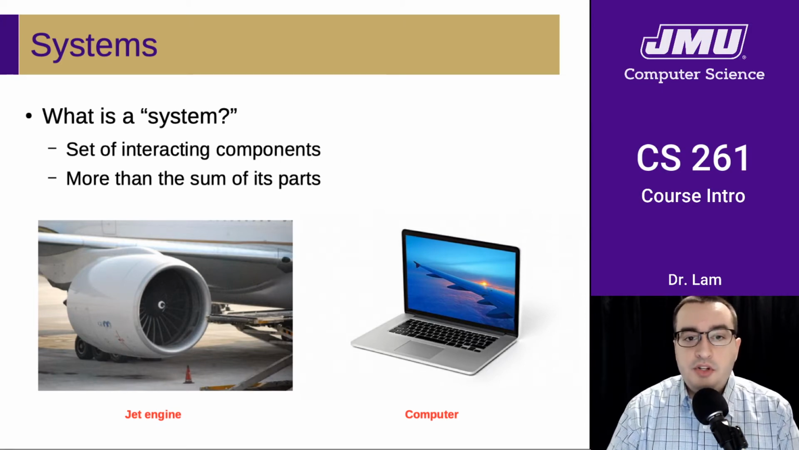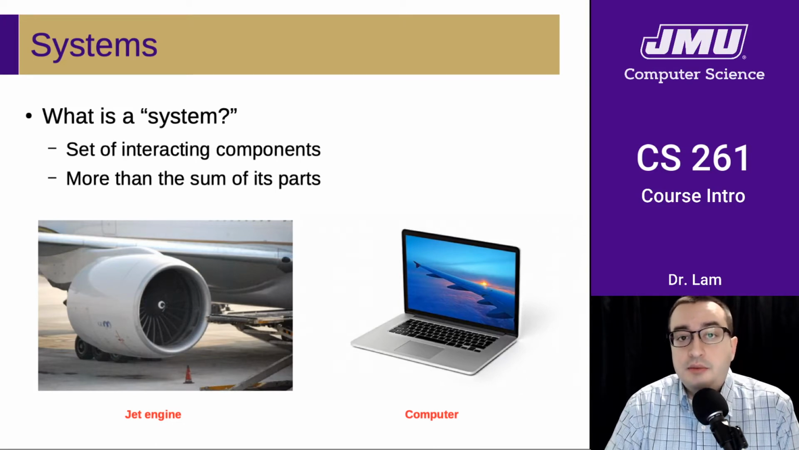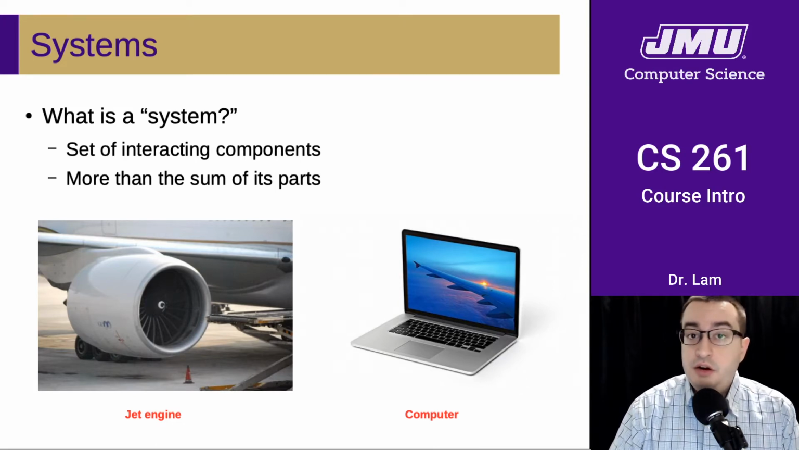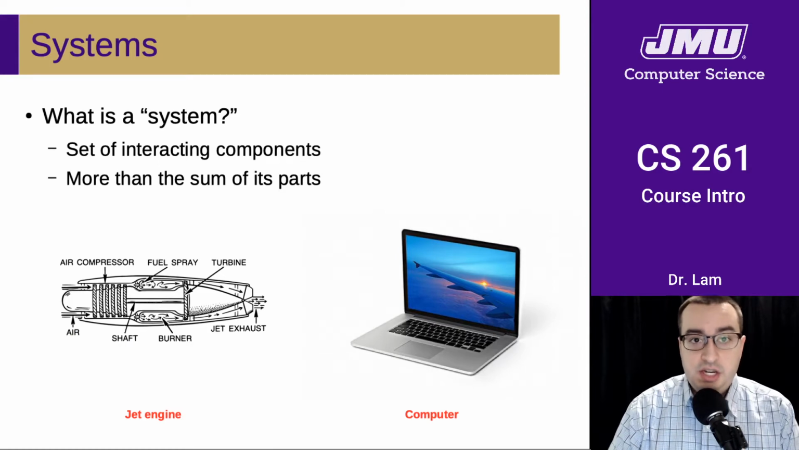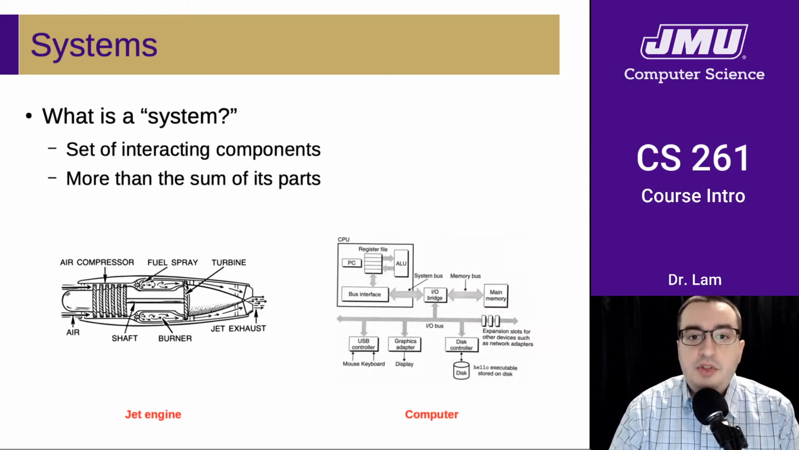So here are two systems, a jet engine and a computer. The observation here that I'd like to make is that if you talk to an aerospace engineer, they see the jet engine, but they also see all of the components that make up the jet engine. Similarly, as computer scientists, we should be able to look at a computer and see the computer, but also see all of the individual components inside that computer and how they interact to form that larger computer system.